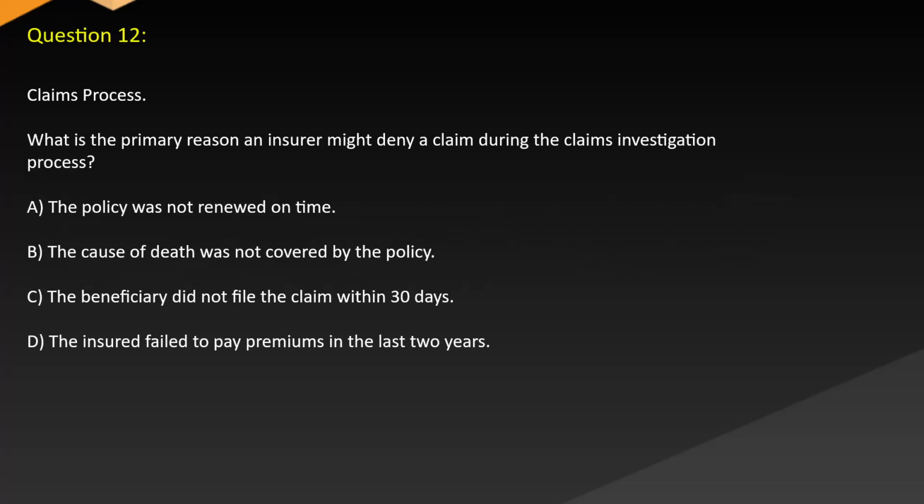Question 12. Claims process. What is the primary reason an insurer might deny a claim during the claims investigation process? A. The policy was not renewed on time. B. The cause of death was not covered by the policy. C. The beneficiary did not file the claim within 30 days. D. The insured failed to pay premiums in the last 2 years.